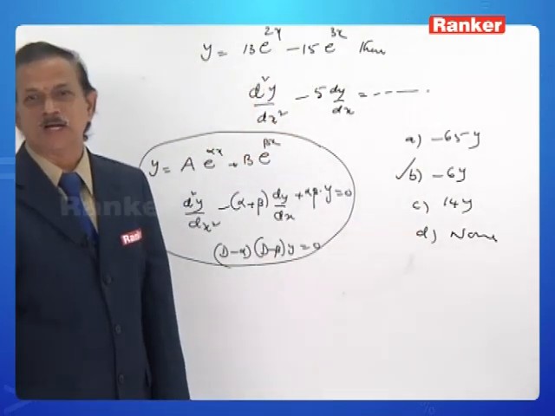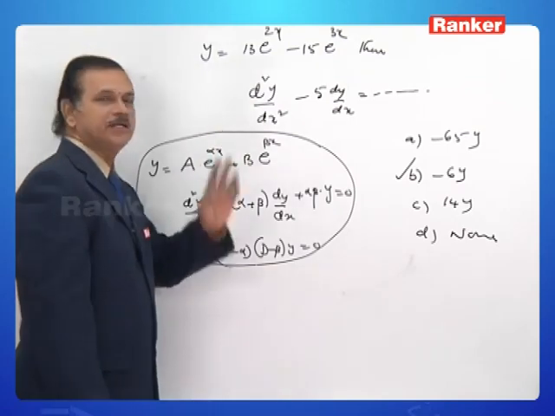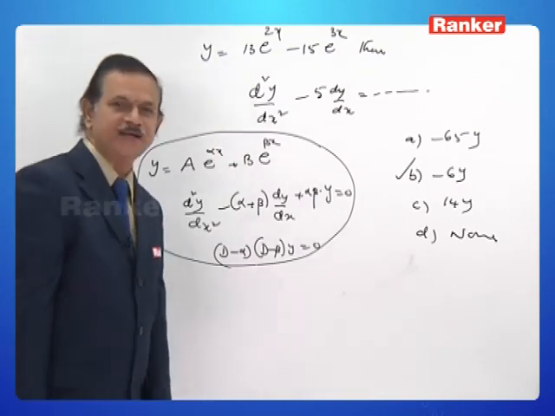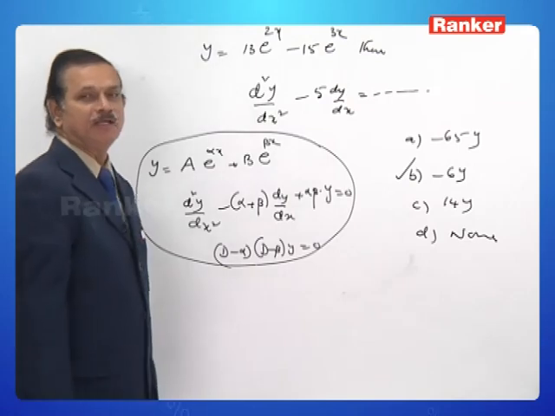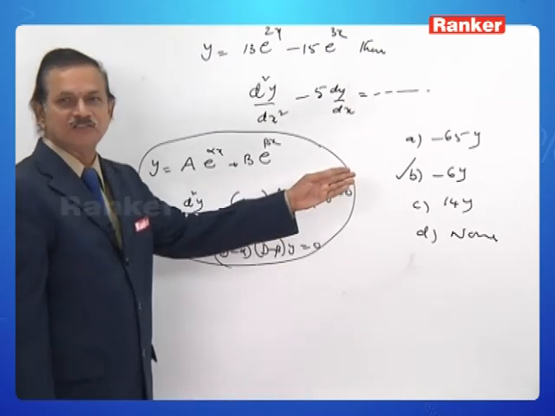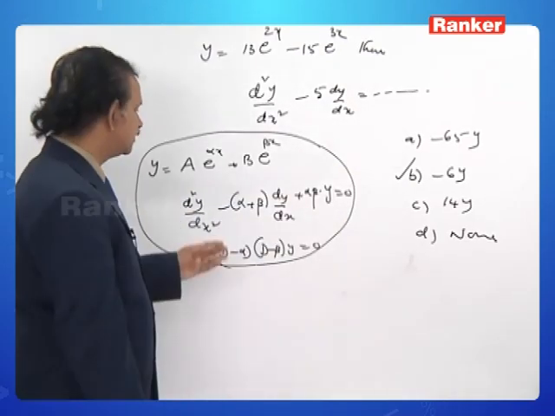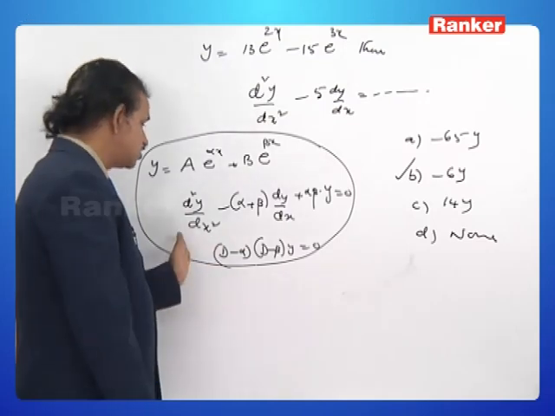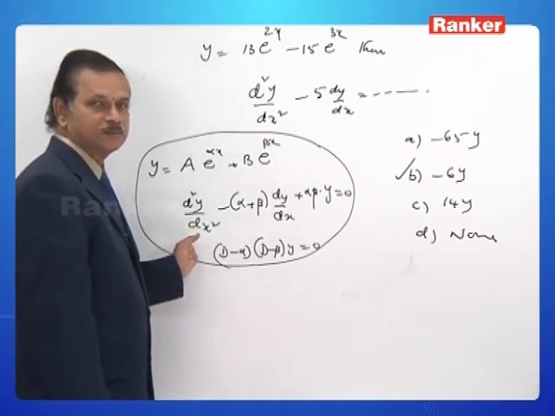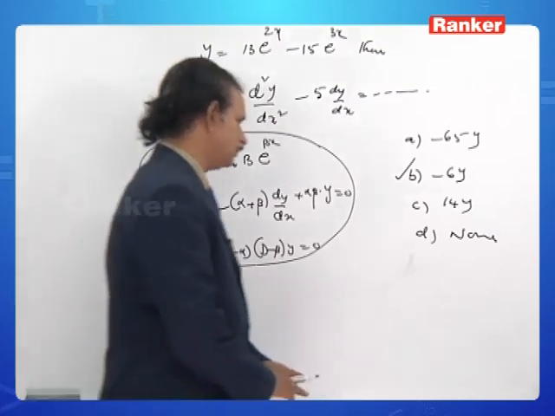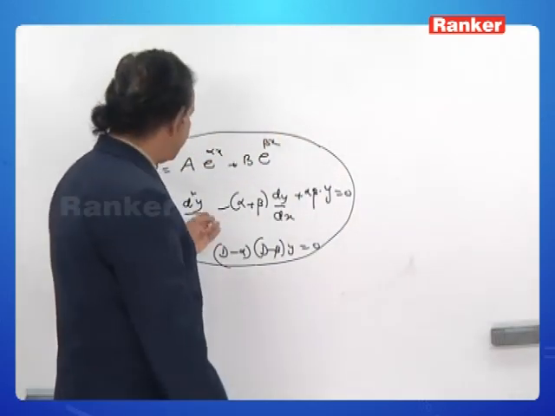That is minus 6y. Therefore, without calculating d square y by dx square and dy by dx, you can be in a position to answer the question as minus 6y. So the answer is minus 6y. So this is to be noted and remembered. Well done.